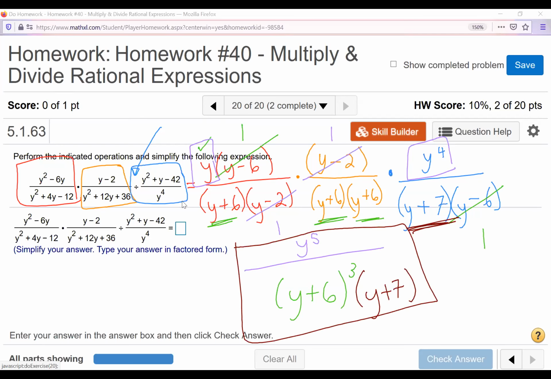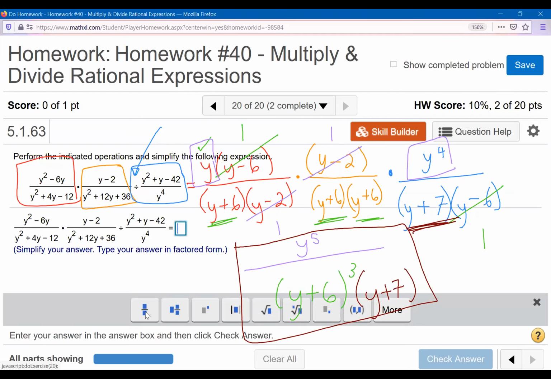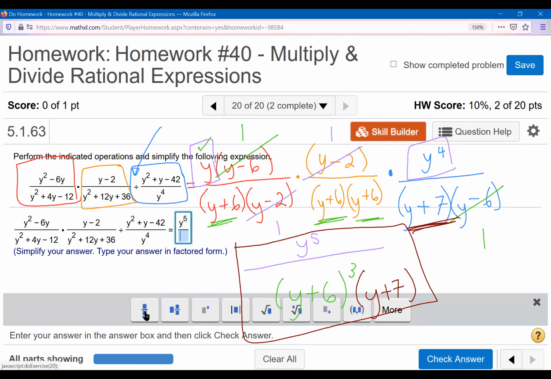Okay, can I type that? Let's find out. Okay, so y to the 5th. Now, in terms of the y plus 6 to the 3rd, I think you can write them 3 times. I think that's okay. I mean, it gets long. But if you don't want to write it out 3 times, you would click on this exponent button and then put a power of 3, and then the y plus 7 in parentheses. Let's see if it'll accept it with it written separately. I think it should be fine. It's just longer.